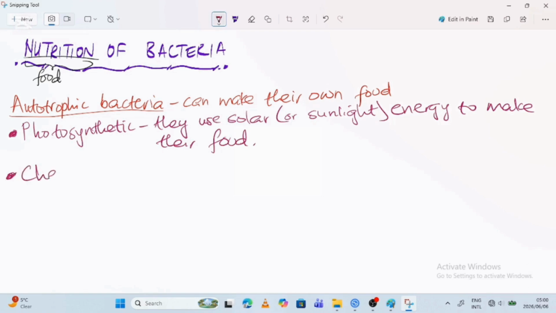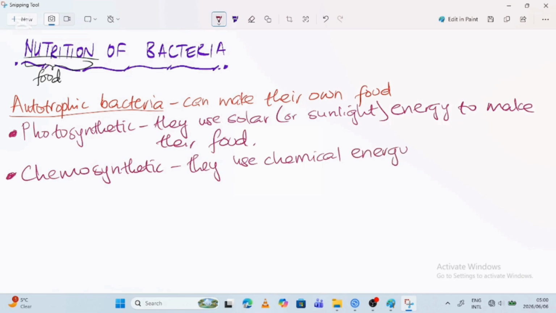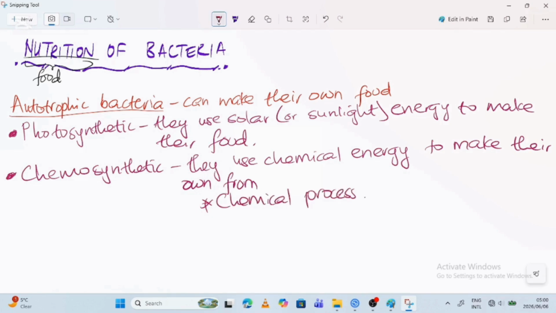And then another one, it's chemosynthetic. Chemosynthetic, it means they use chemical energy to make their own food. Basically meaning chemical energy, we're talking about chemical processes, right? Chemical processes to generate their own food. So those are autotrophic, so they can easily generate or make their own food.